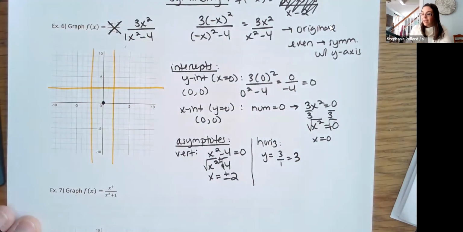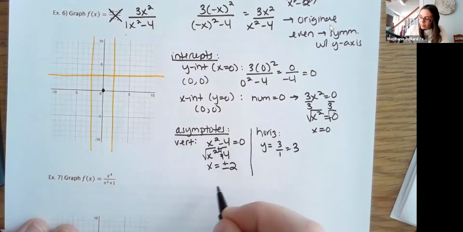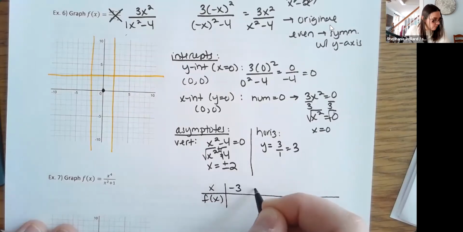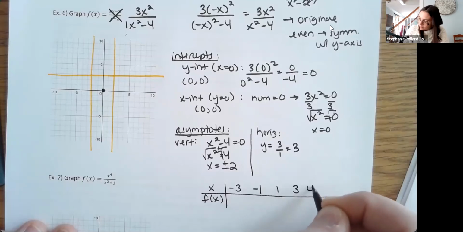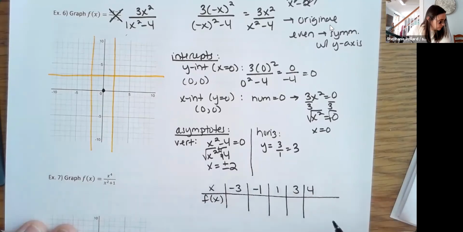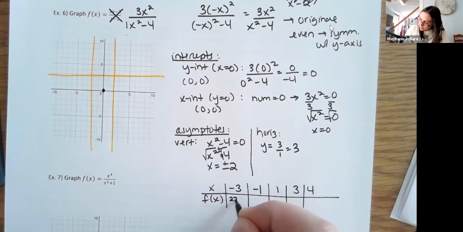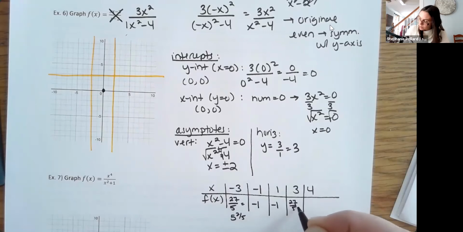All right. Now I clearly do not have a lot of points. I only have 1 point. I need to plug in a lot more values here to figure out what on earth is going on. So what your book plugs in, they chose -3, -1, 1, 3, and 4. And when they plugged those in, they got 27/5, which is the same thing as 5 2/5. They got -1, -1, another 27/5, which is 5 2/5. And then here they got 4.